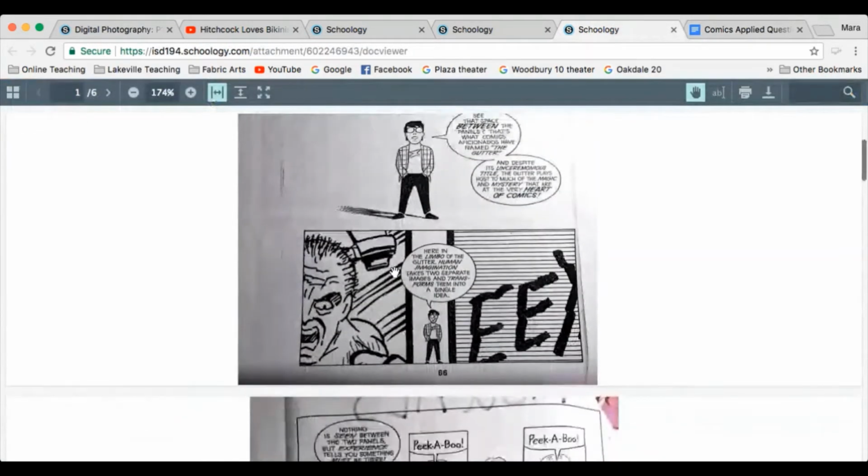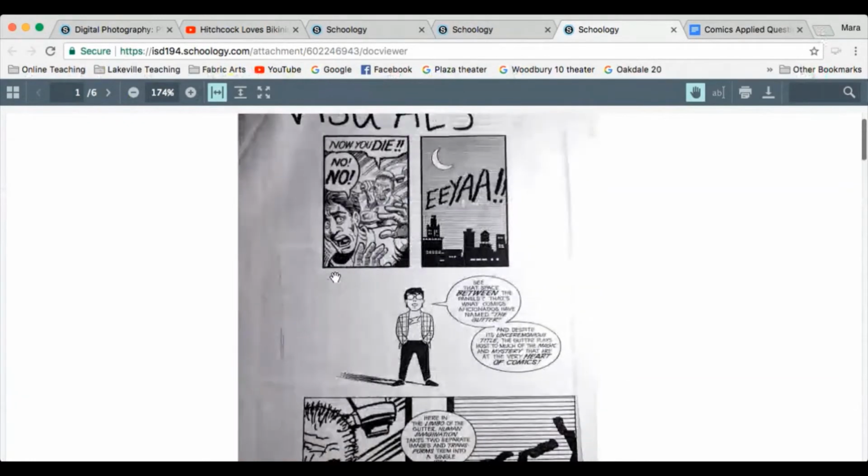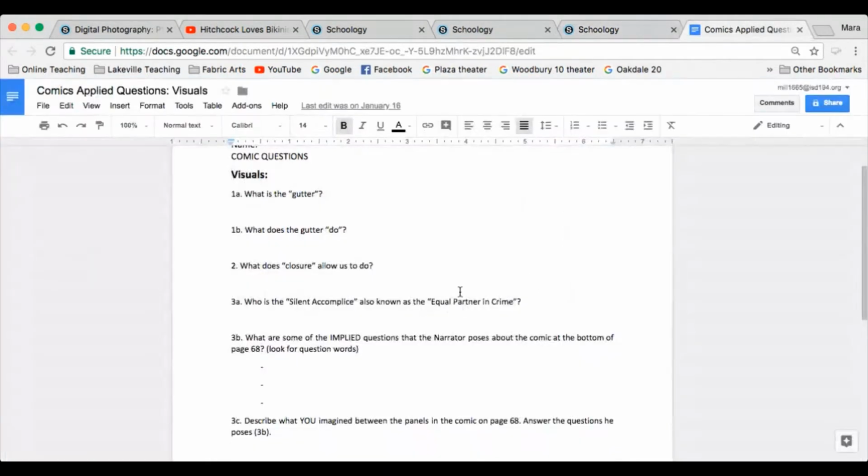All right. Here in the limbo of the gutter, human imagination takes two separate images and transforms them into a single idea. So really we're just kind of saying, did you read this bubble and understand it? So we have these two pictures. The gutter helps connect them and make them a single idea. That's what it does. It creates connections.